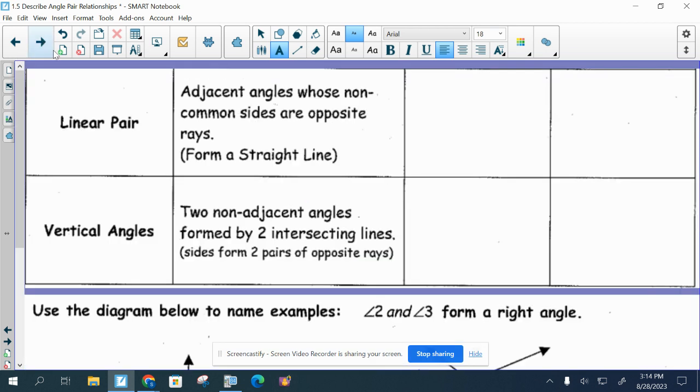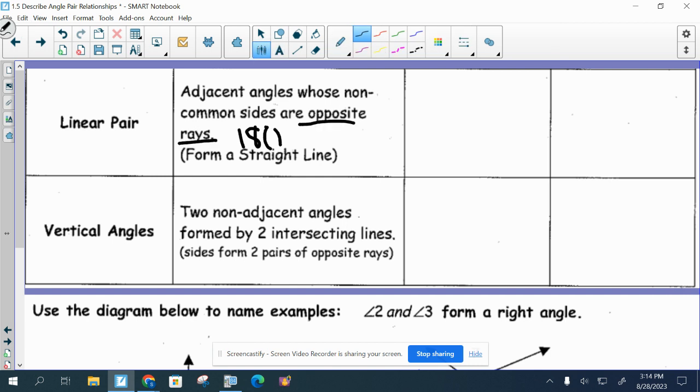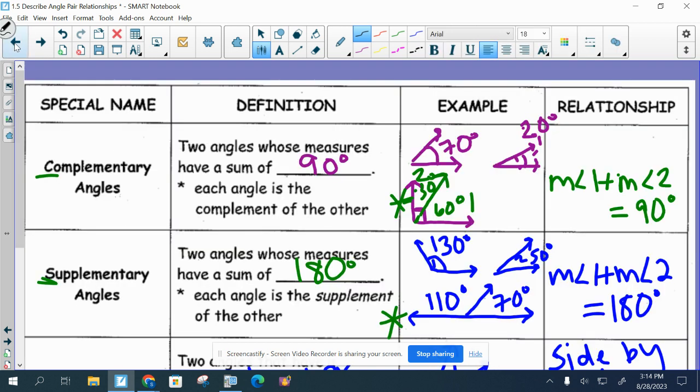All right, the specific type of adjacent angles whose non-common sides are opposite rays is called a linear pair. So our opposite rays mean it forms a 180-degree straight line. That is a linear pair, which is what this is. We can abbreviate it as LP for a linear pair. This is an example of a linear pair.